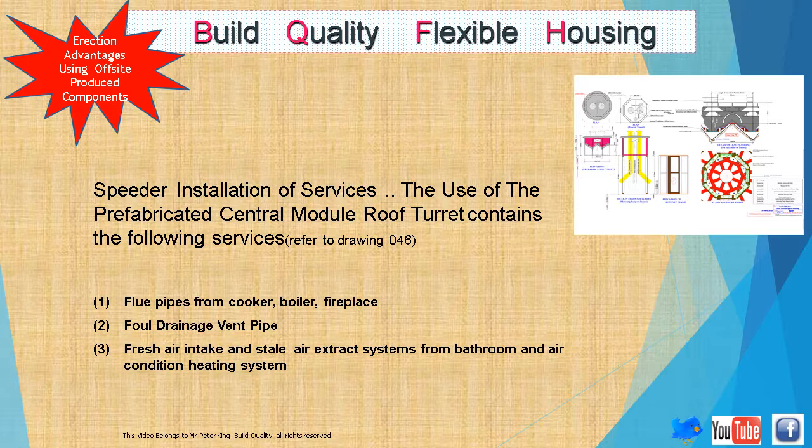Speedier installation of services. The use of a prefabricated central module roof turret contains the following services: flue pipes for the cooker, boiler, fireplace, foul drainage vent pipe, and also the fresh air intake and stale air extract ventilation system from the bathroom and air conditioning heating system.